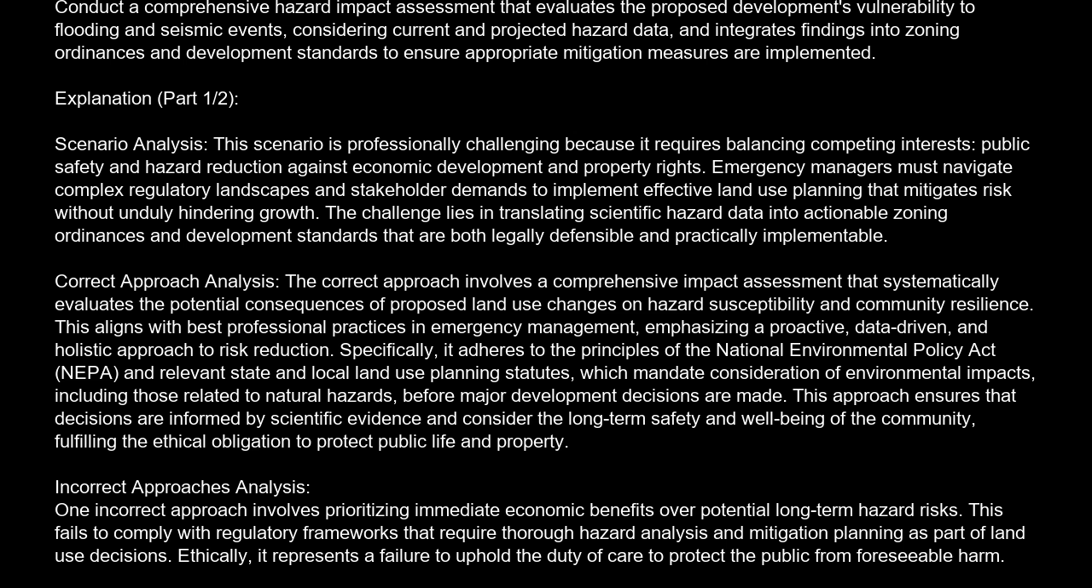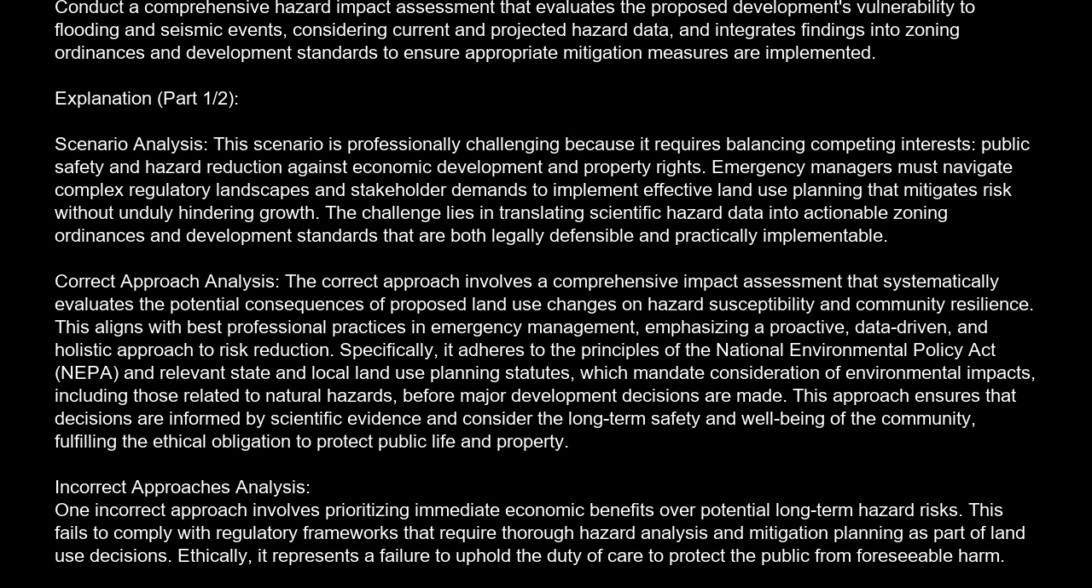Emergency managers must navigate complex regulatory landscapes and stakeholder demands to implement effective land use planning that mitigates risk without unduly hindering growth. The challenge lies in translating scientific hazard data into actionable zoning ordinances and development standards that are both legally defensible and practically implementable.